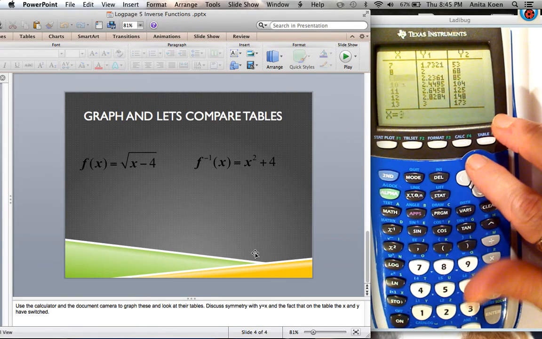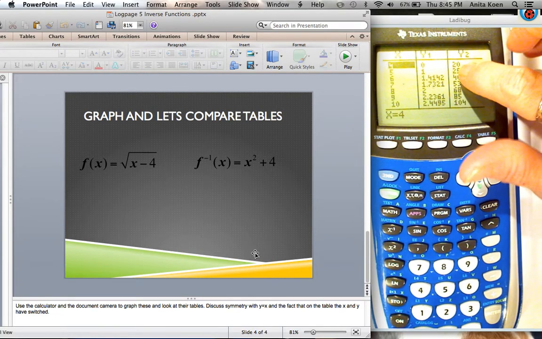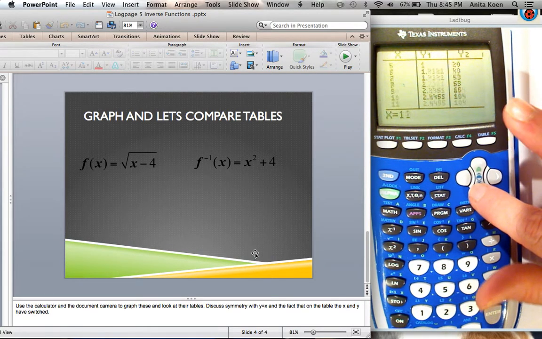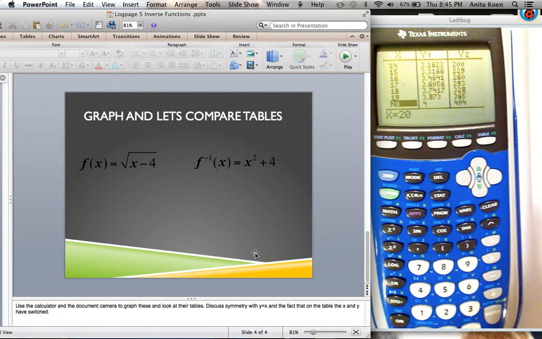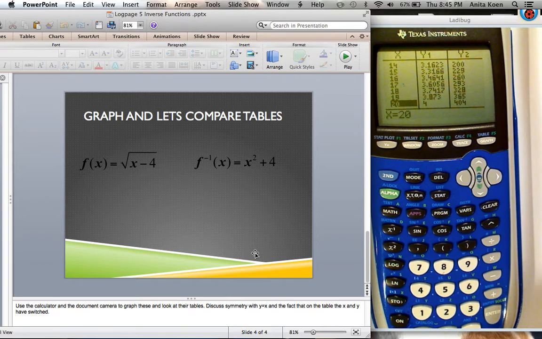Okay, so I'm hoping that you're getting the idea that what we're doing here is switching x and y. I could see (4, 20) is on the function x squared plus 4. So if I go all the way down to 20, I would expect to see (20, 4) on the square root of x minus 4. So I hope that you see that what is happening here is that the two functions are switching their x's and y's. The domain of the first function is the range of the second. The range of the first is the domain of the second.